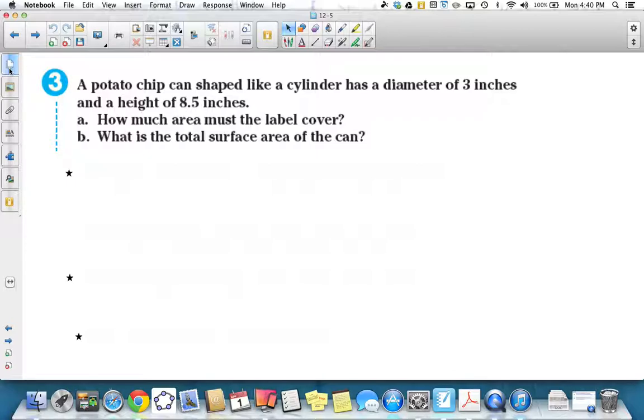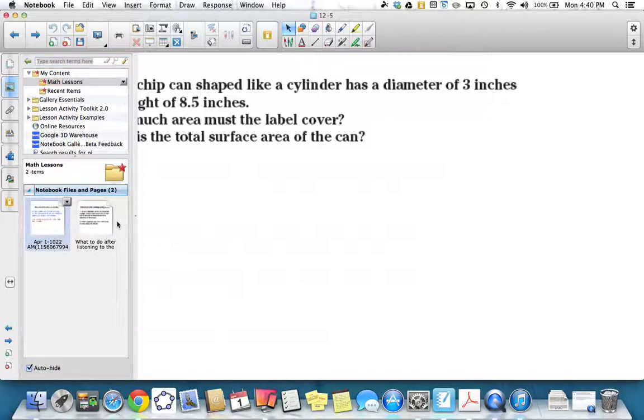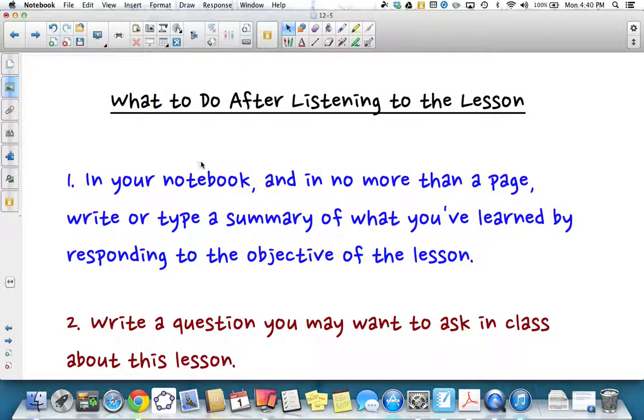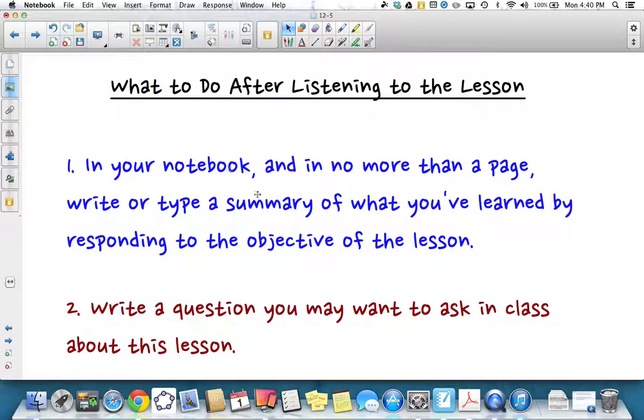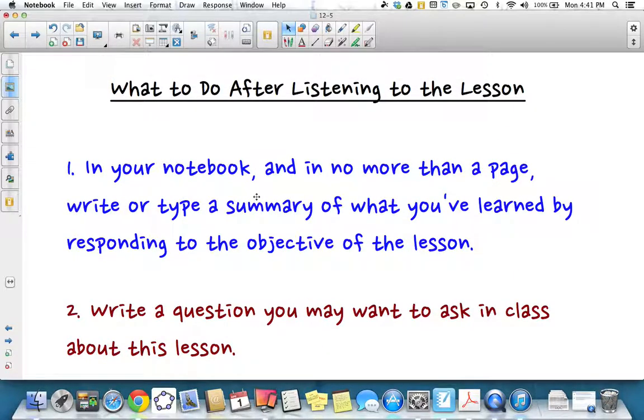And finally, as a summary for what we did here, this is what we need to do. After listening to this lesson, in your notebook and in no more than a page, write or type a summary of what you've learned by responding to the objective of the lesson. Then write a question you may want to ask in class about this lesson the following day. Remember also that you have to take notes on what was discussed in this particular lesson. Thank you.